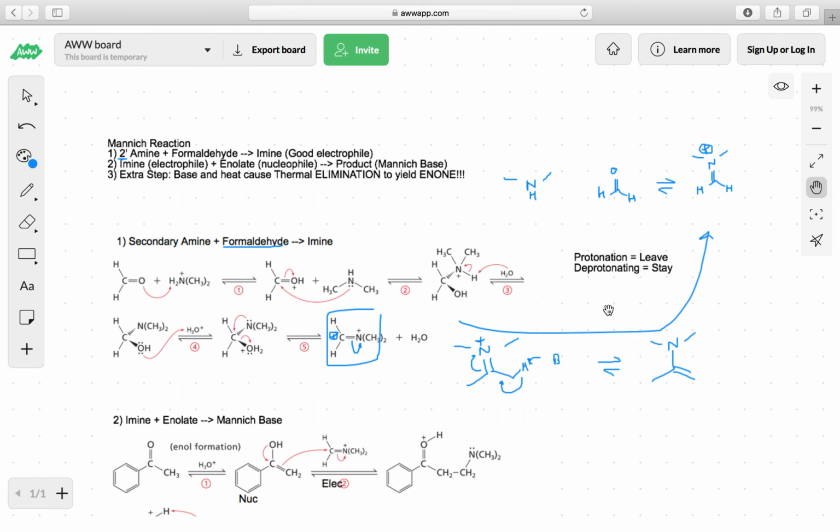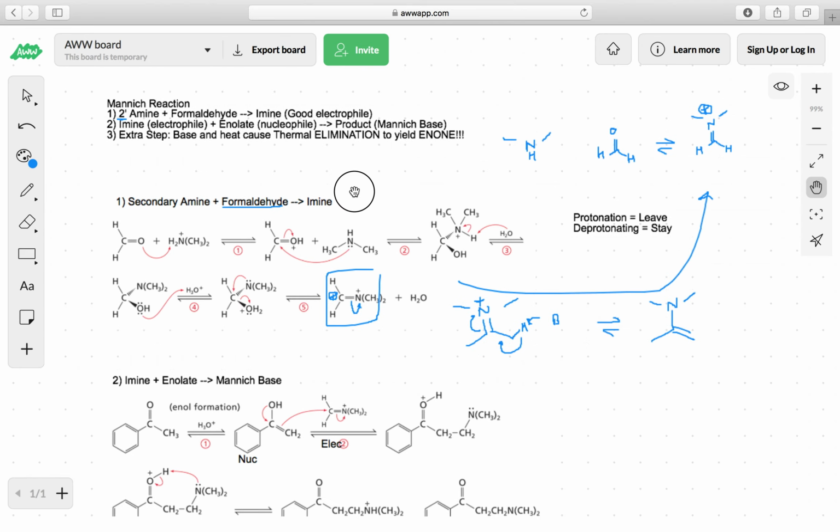So let's look up at our steps so far. We finished step 2. Our iminium cation reacts with the enolate in a nucleophilic reaction to produce our Mannich base. So this is sometimes when the reaction ends, but in other cases they might say, okay, once we form this, let's add heat and base. And the thing you need to know about the Mannich base is that it's very susceptible to thermal elimination. And when we add heat and base, we'll eliminate the nitrogen group to yield an enone.